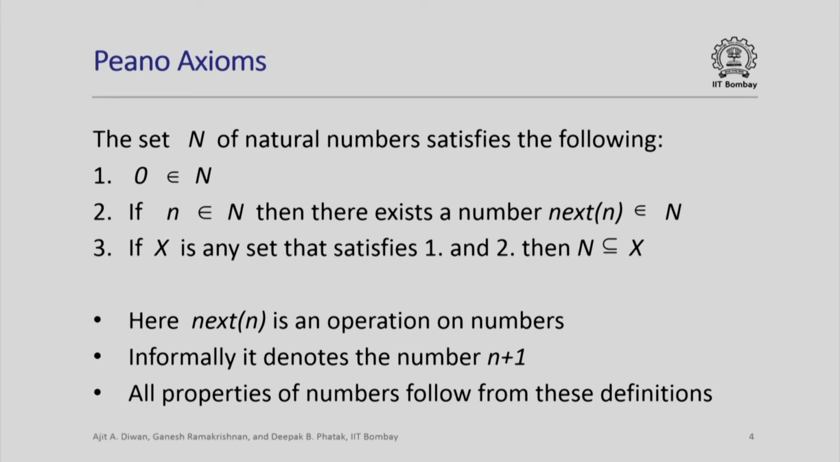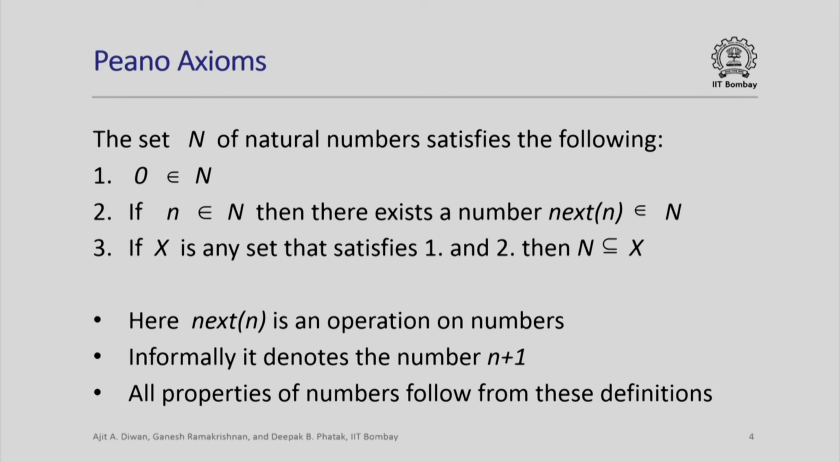In mathematics, these are called axioms, and this particular set of axioms is called the Peano axioms for defining natural numbers. So, this says that the set of natural numbers satisfies the following three properties. 0 is a natural number. So, we specify that there is a particular value called 0 which belongs to the set of natural numbers.